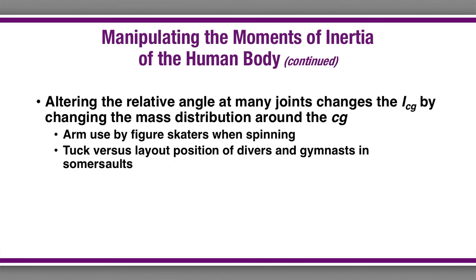So we can also alter the relative angle at many joints, which changes the moment of inertia about our center of gravity by changing the mass distribution around the center of gravity. So if you think about figure skaters, when they are completing a spin, they will most of the time pull their arms very close into their body to reduce that moment of inertia that is rotating about the center of gravity or center of mass.